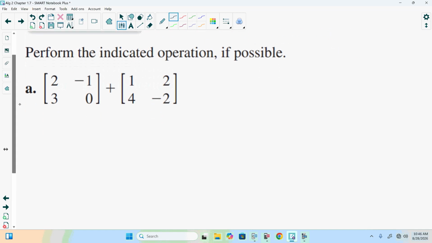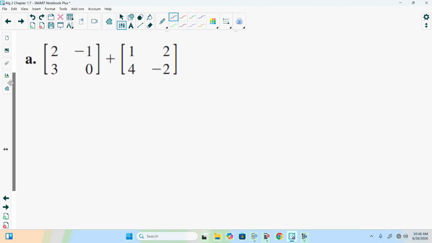So we're going to perform the indicated operation. If we look at these two here, the first matrix is a 2 by 2. The second matrix is a 2 by 2. So the dimensions are the same, so we can add these. Corresponding elements are going to be added or subtracted. Since we're adding, we're going to take 2 and add it to 1. Those are corresponding elements.